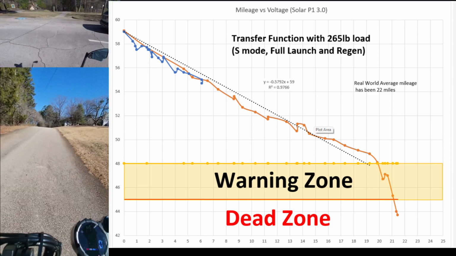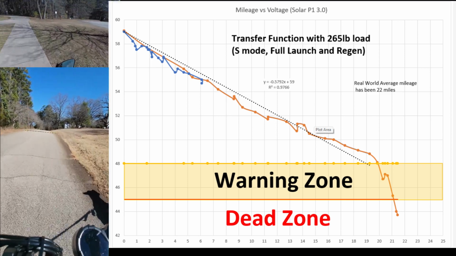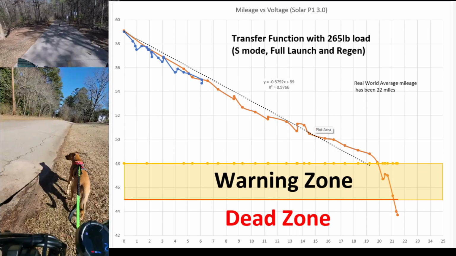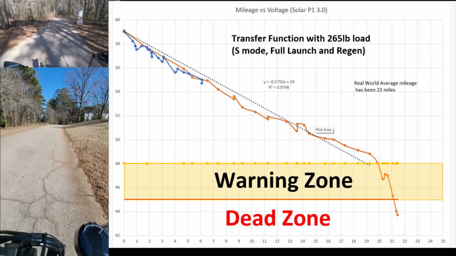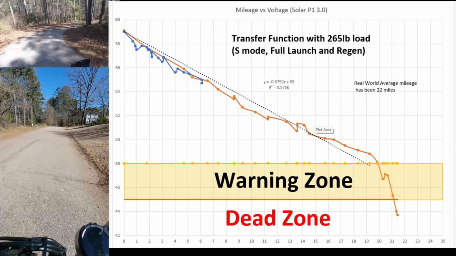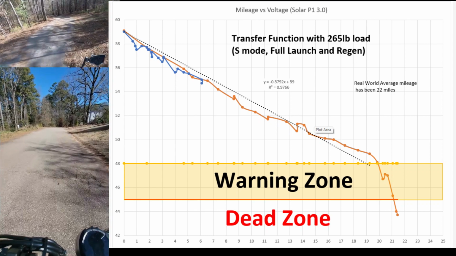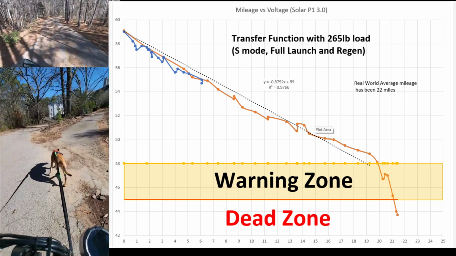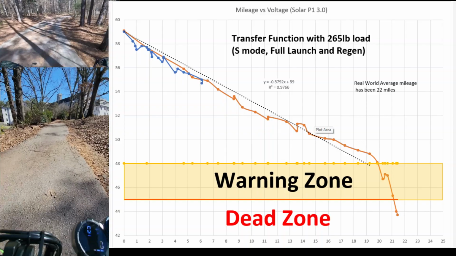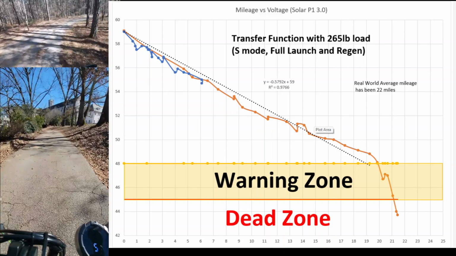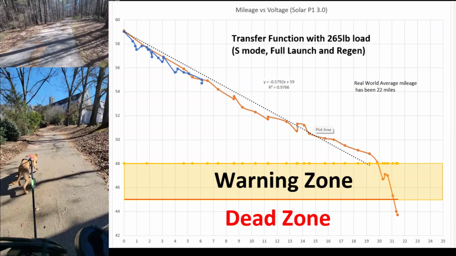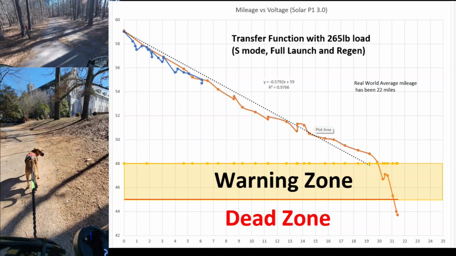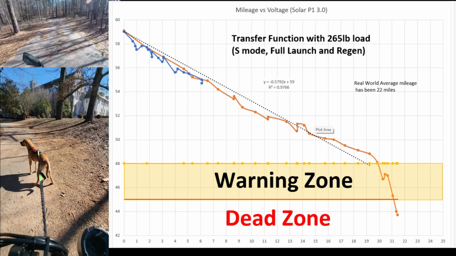This video is all about mileage versus voltage that you get on a solar P1 3.0. The Excel plot I'll be talking about in this video is on the screen, showing the transfer function of mileage versus voltage. In the upper left corner of the screen, you'll see a video, and that's the ride that I was using to collect the data in the orange plot, the orange data points. And in the lower left corner of the screen is part of the ride that I had in eco mode, taking the data, which is the blue data on the screen.